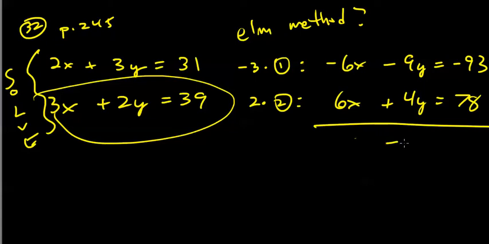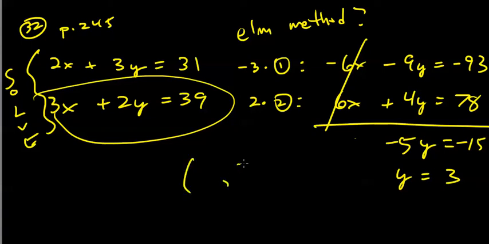I get minus 5y. Again, the x column cancels out. Minus 5y equals minus 15. And of course, dividing both sides by minus 5, I get y equals positive 3. Alright, so my point of solution is going to look like this.